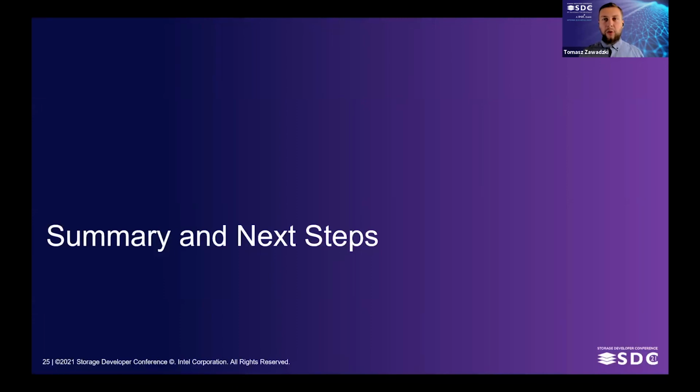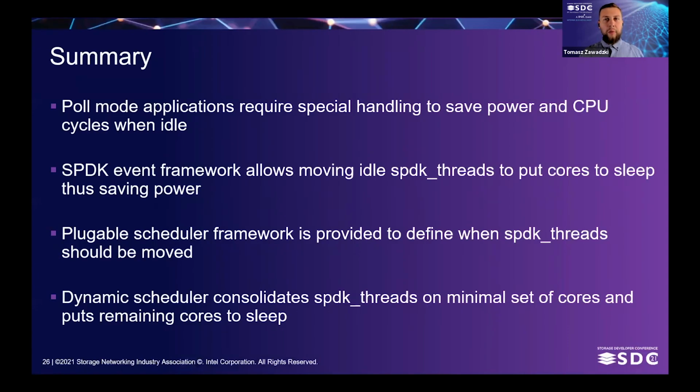So having said that, let's go over some of the key highlights from this presentation, as well as next steps for the SPDK event and scheduler frameworks. Poll mode applications require special handling to save power and CPU cycles when idle. The SPDK event framework now allows moving idle SPDK threads to put cores to sleep, thus saving power. A pluggable SPDK scheduler framework is provided to define when and where SPDK threads should be moved. The SPDK dynamic scheduler was added. It consolidates SPDK threads on a minimal set of cores and puts the remaining cores to sleep.